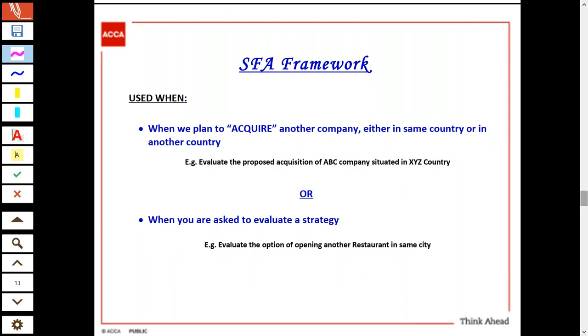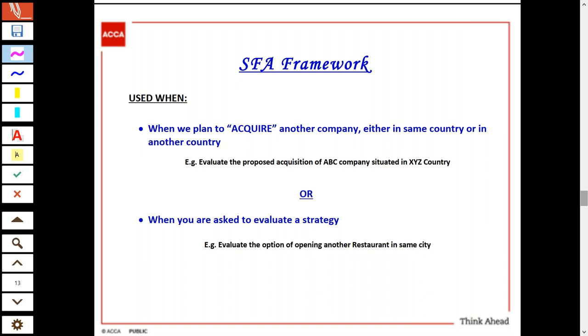So let's start with our first topic, which is SFA framework. It is called suitability, feasibility, acceptability framework. This topic has been examined with the highest frequency in SBL so far. So the first thing is, when is this framework used? How would you know when to apply this model?